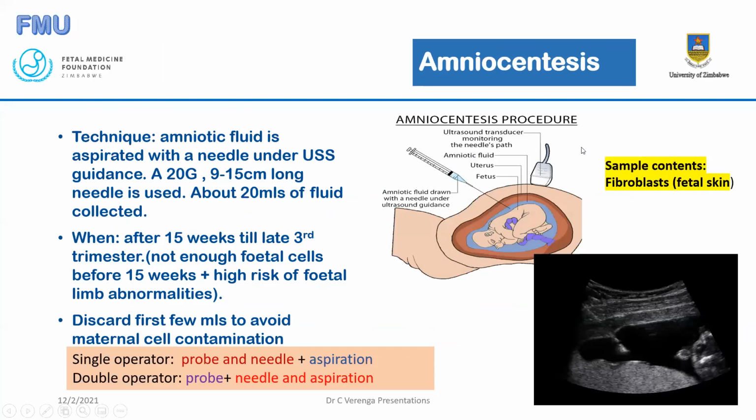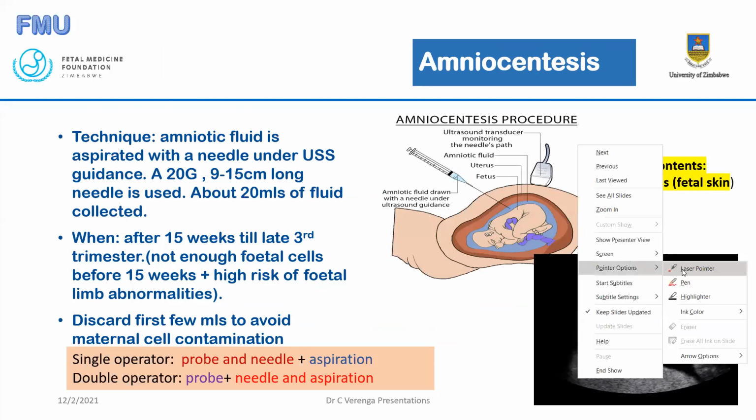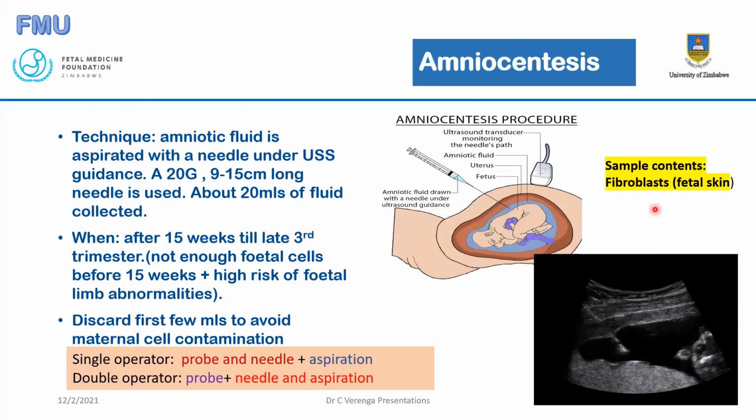It is important to know that when we take the fluid surrounding the baby, the sample contains fibroblasts, which are coming from the baby's skin. These are the cells that are in the amniotic fluid. It is important to take note of that.